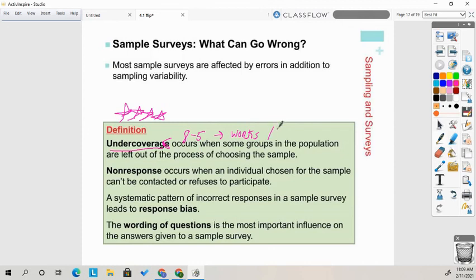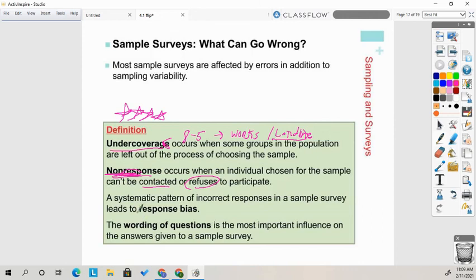If you only called landlines, then anybody that has a cell phone and not a landline, a home phone, is going to be undercovered. There was no way for those groups of people to even be asked the question. So undercoverage occurs when you set up your sample and you've left people out, and there was no way for them to be asked. Okay, so non-response is when you have a hard time contacting somebody who was chosen and you can't get in touch with them, or they refuse. So not responding, that's called non-response.